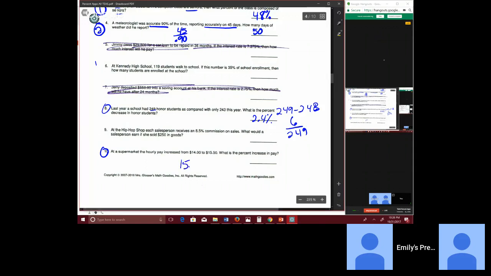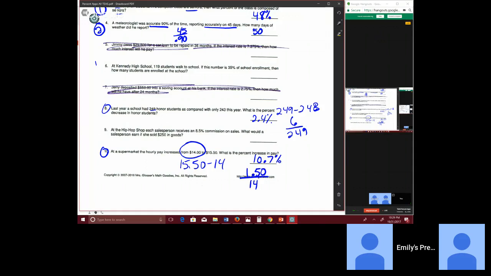And then we take 15.50 for number 10 and we subtract 14. So our difference is $1.50. Our original is 14. So we take $1.50, we divide it by 14, and we get 10.7%. You may end up rounding that up to 11%, but your answer choices will make that determination, so you don't know right away whether it's one or the other.